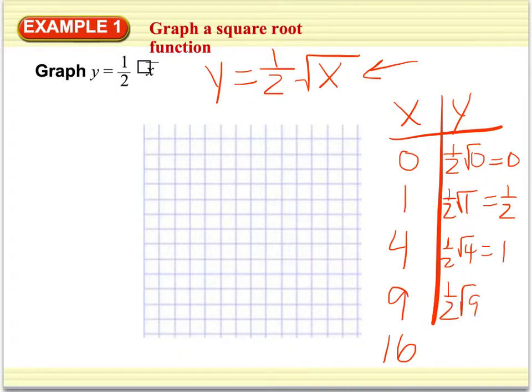And 1/2 times the square root of 9. The square root of 9 is 3. 3 times 1/2 is 3 over 2. And then we can keep going. 1/2 times the square root of 16, which is 4, which is 2. Now we have to graph this thing.